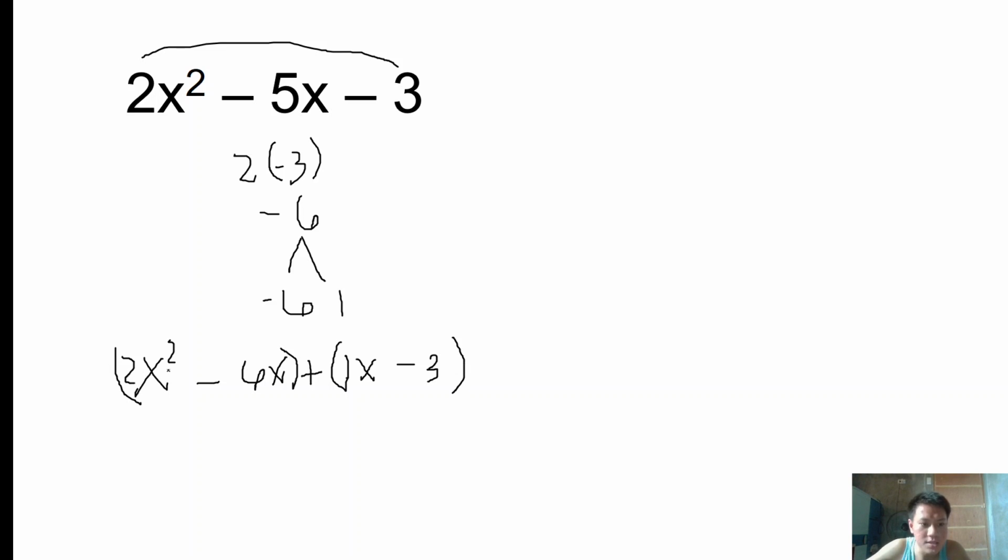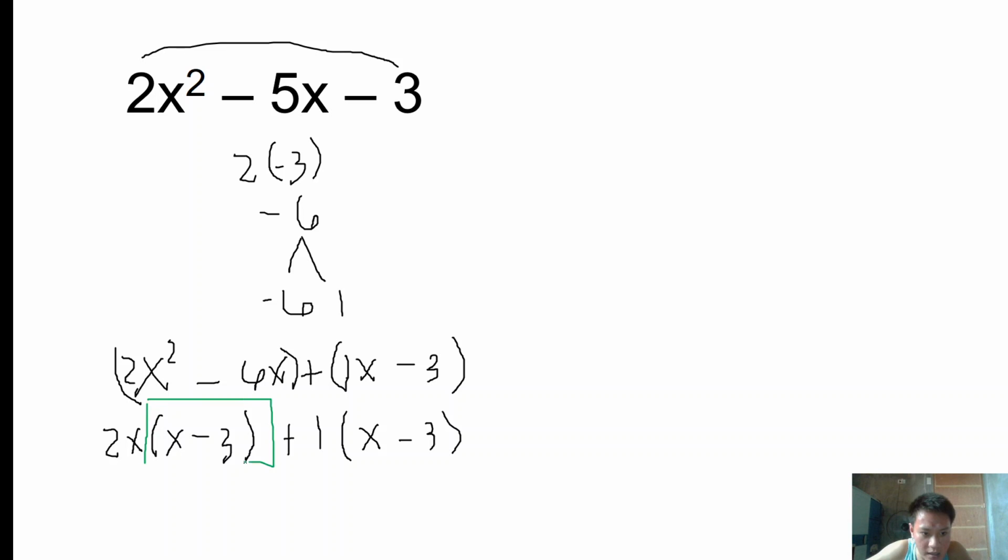Okay. So in this case, sa una natin, ang common factor nila ay 2x. And then we are going to divide. 2x squared divided by 2x is x. Negative 6x divided by 2x is negative 3. Okay. Plus, dito, wala silang common factor kung hindi 1. So, ilagay lang natin yung 1 para hindi kayo malito. So, that's simply x minus 3. So, kung mapapansin ninyo, meron siya ulit common factor. So, ang common factor niya ay x minus 3.